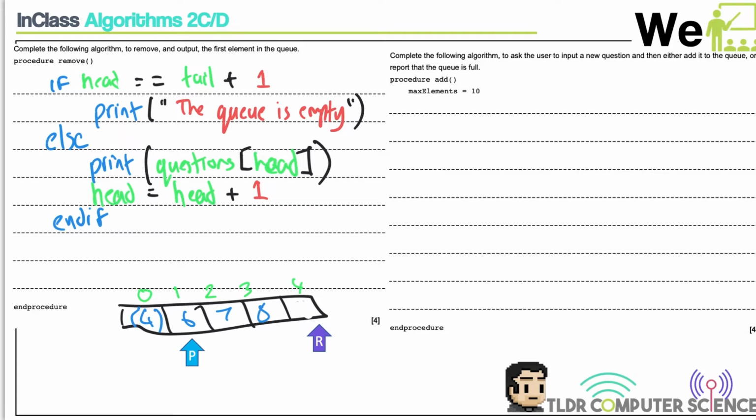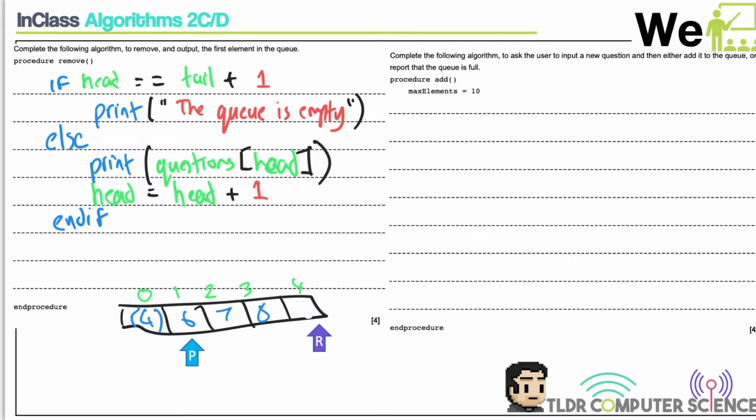I need to do my last bit of scope. I've said where the if started and where the end if started. What have I not said? Where the procedure starts. Done. Taken care of. End procedure. All right. Complete the following algorithm to ask the user to input a new question. Oh, there you go. All the stuff we just talked about, it's going to be relevant, isn't it?